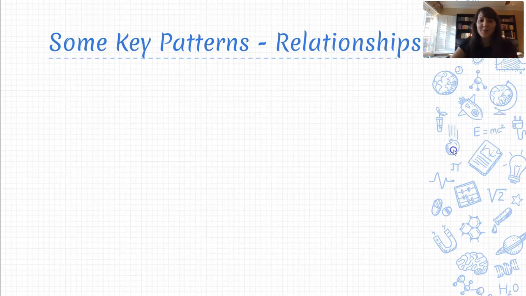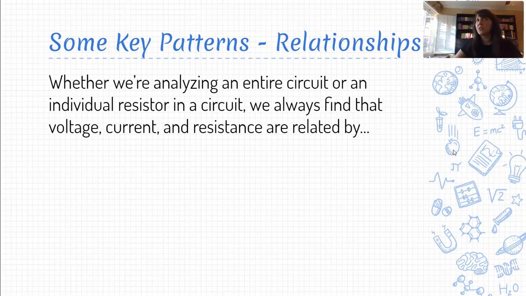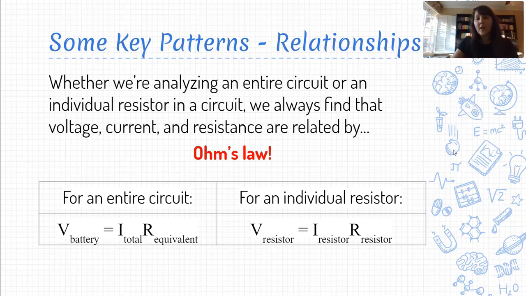Couple last patterns for you. So whether we're talking about the circuit as a whole, or one individual device within the circuit, we should always find that voltage, current, and resistance are related by Ohm's law. Ohm's law shows up over and over and over again in every single circuit. And so we can apply Ohm's law at two different levels to our circuit.